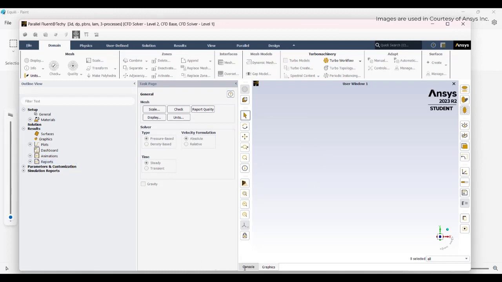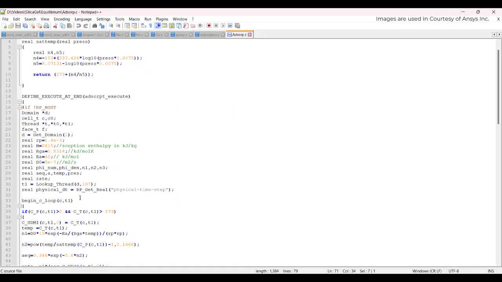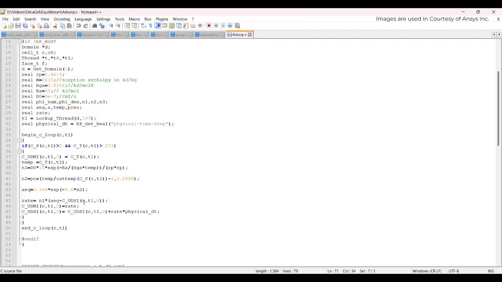we're using 5 to 6 user defined memories. So you need to go to user defined, check those memories, and increase the memory count to 6 or 7, depending. And then, as I've shown in this UDF, in order to update the mass fraction of water vapor, kg of water vapor per kg of silica gel, that is x, I'm trying to store it in the user defined scalar, which equals the user defined scalar, meaning the previous time step value, plus rate times physical_dt. Physical_dt is nothing but the physical time step size.